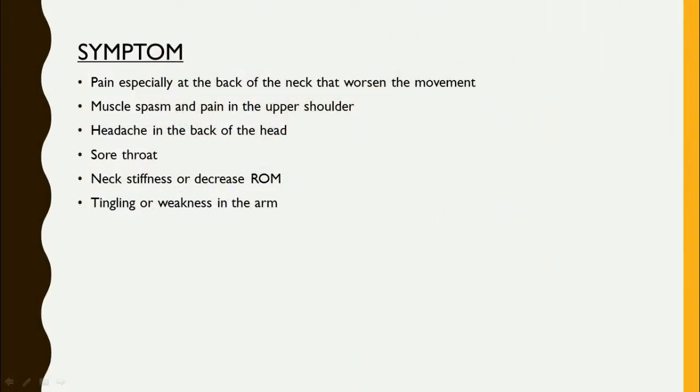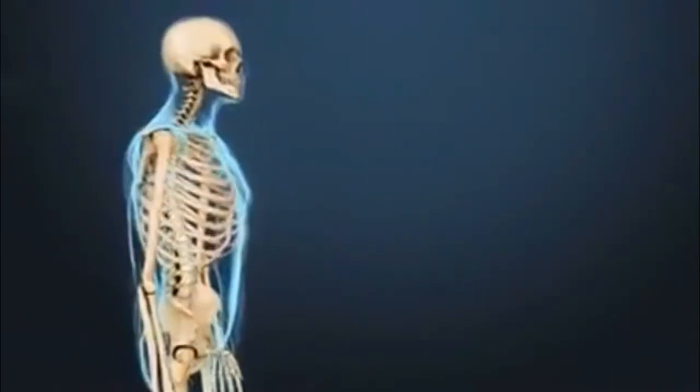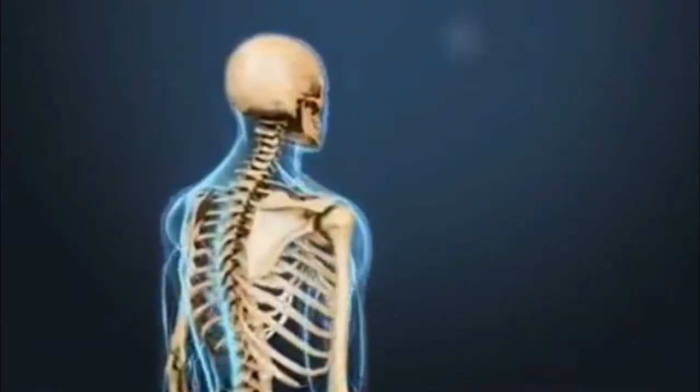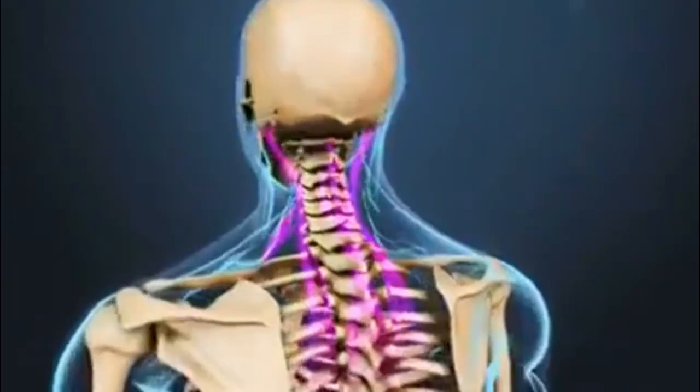The symptoms of neck sprain are pain, especially at the back of the neck, that worsens with movement, muscle spasm and pain in the upper shoulder, headache in the back of the head, sore throat, neck stiffness or decreased range of motion, tingling or weakness in the arm. Neck strain or sprain occurs when one or more muscles, ligaments or tendons in the neck are injured.